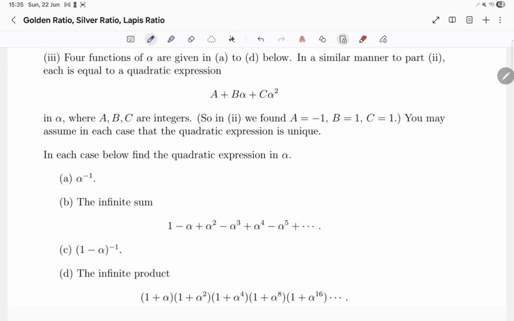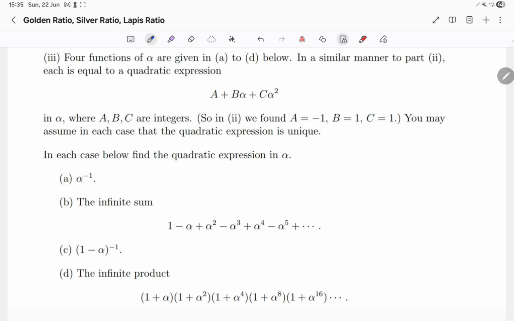So in part 2, we found A equals -1, B equals 1, and C equals 1. You may assume in each case that the quadratic expression is unique. In each case below, find the quadratic expression in alpha. Part A, alpha to the -1.